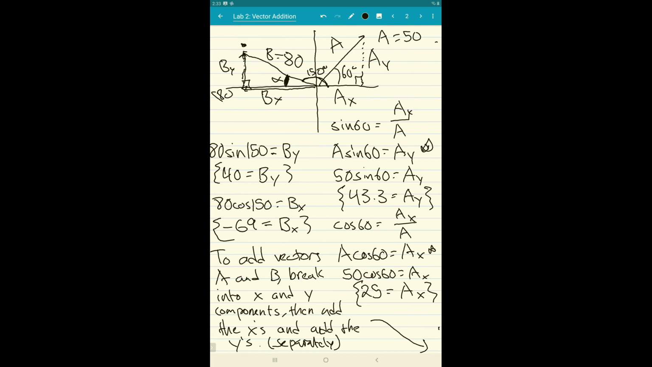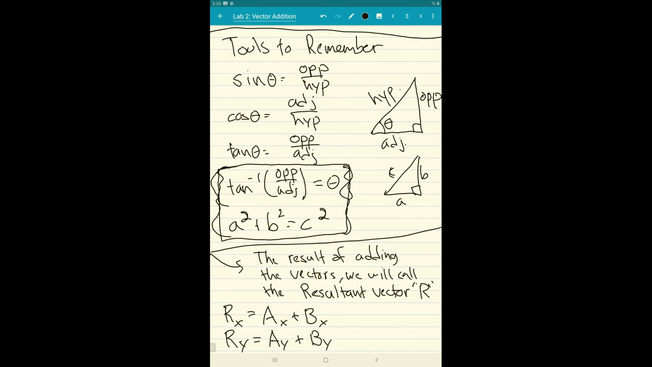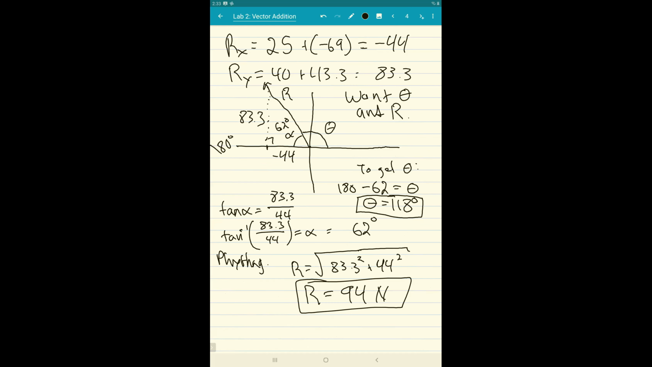Actually, I should just summarize really quick. We had these two vectors. We used sine and cosines to break them down into their y and x components. We made sure we kept the correct signs because we know where they are. We know that bx has to be negative. Okay. We collected the ax, ay, bx, and by, and then we said, okay, I just need to add up the x's and add up the y's to get my rx and ry, right? So that's what I did over here. So we got this negative 44, and we got this 83 right here.